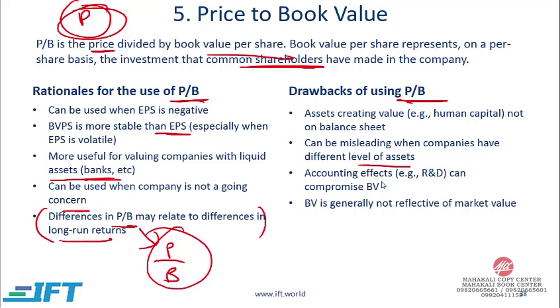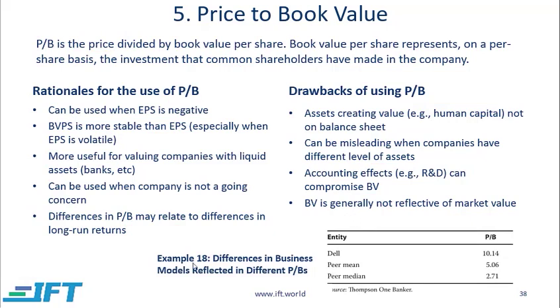Accounting effects, for example R&D, can compromise book value. You've seen this in FRA. You might have different companies that have a different approach towards capitalizing versus expensing. So similar companies, but if the approach towards capitalizing and expensing is different, does that impact book value? It does. BV is generally not reflective of market value. So if the book value and market value are completely different, then that also compromises this method.